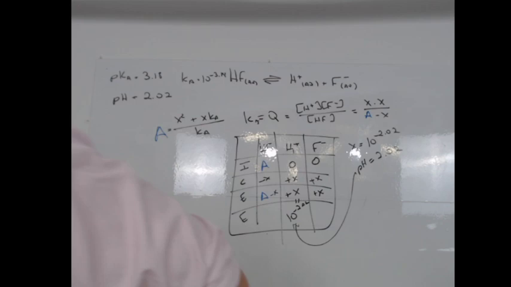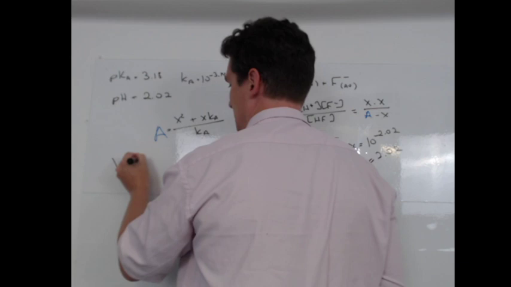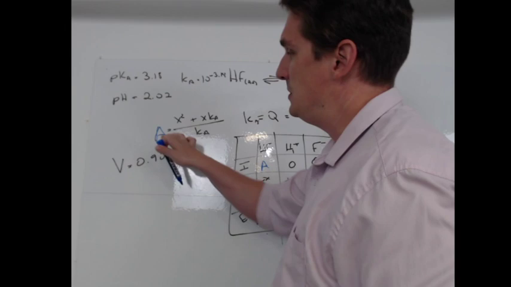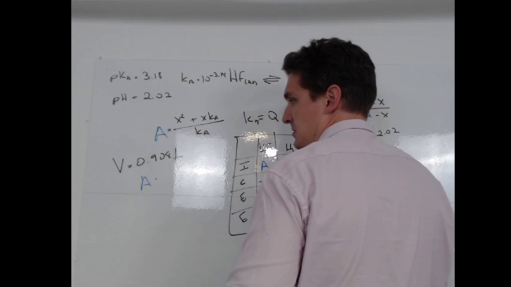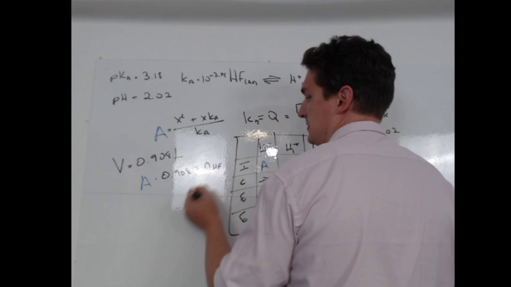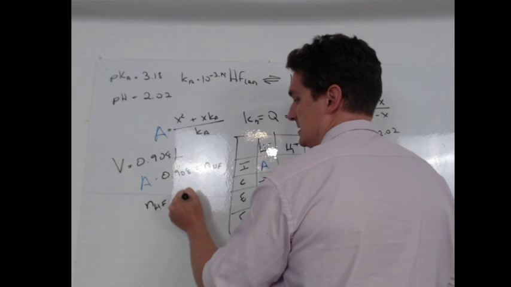Now, the other information the problem gives you, our volume of solution here is 0.908 liters. So once we know the starting concentration, this will be its molarity. The concentration times 0.908 liters will give us the moles of HF. So then to find our mass of HF, it's just our moles of HF times the molecular weight.